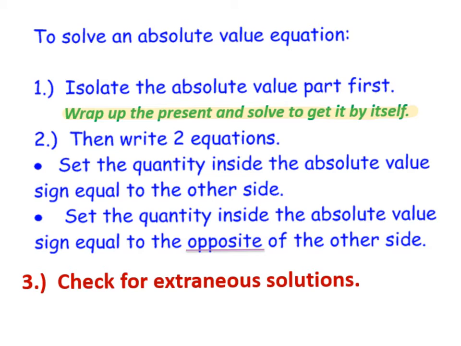Then you're going to write two equations. The first equation, you're going to set the quantity inside the absolute value sign equal to the other side. And the second one, you're going to set the quantity inside the absolute value sign equal to the opposite of the other side. And then the last piece is to check for your extraneous solutions, or solutions that don't work.